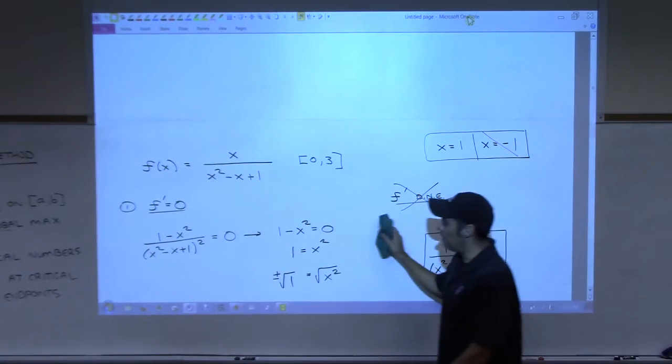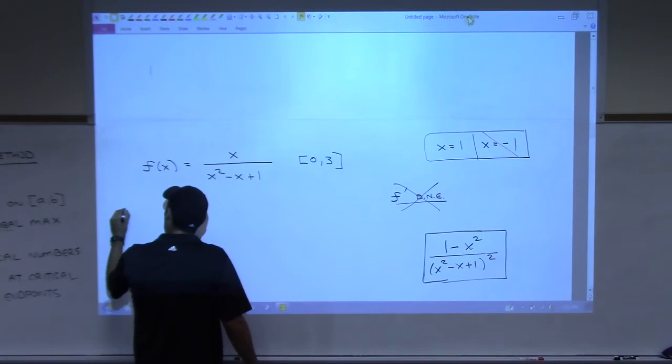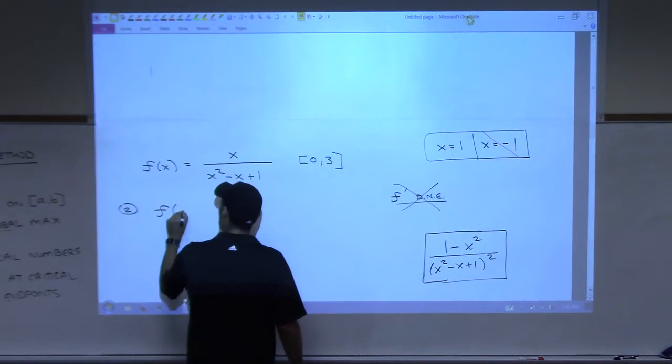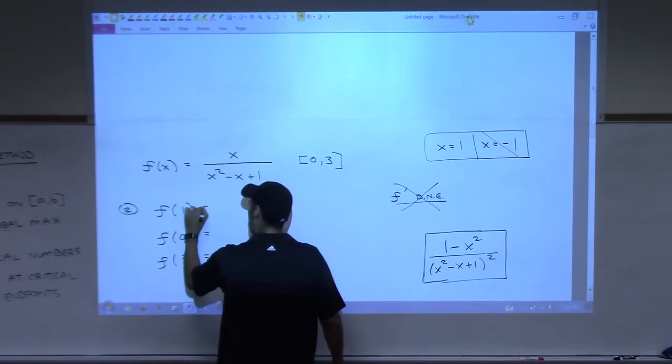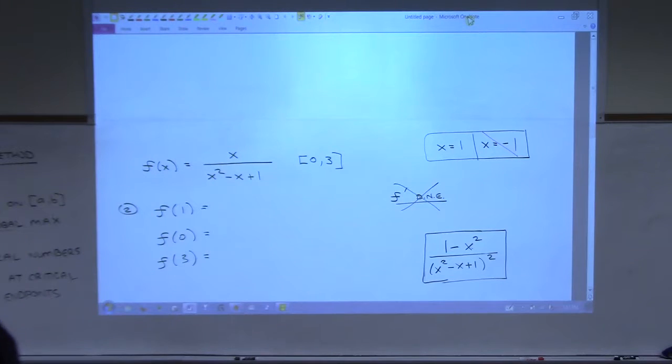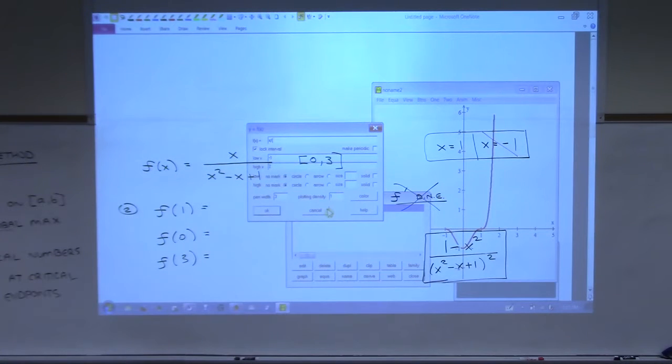All right, now we can go to step 2, right? Plug in. Plugging in. Critical number is 1. Endpoints, 0 and 3. You plug, I graph. That was it, right? Okay. 0, 3.